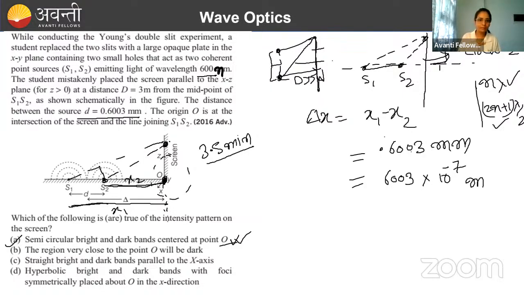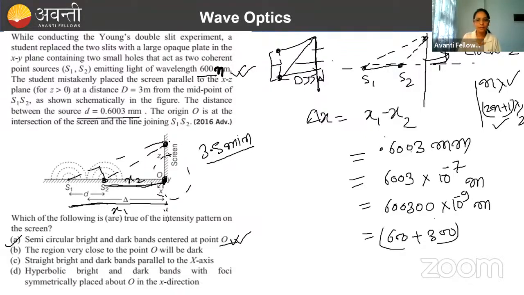Then here wavelength is in the range of nanometer, so try to make the path difference also in the range of nanometer. So 600,300 into 10 to the power minus 9. Now I can write like this, right? So this is how much? 600.300 nanometer, right? So this I can write as 600 plus 300 nanometer. Done. And here 600 is what? Wavelength. And 300 will be what? Lambda by 2. So this much is the path difference.